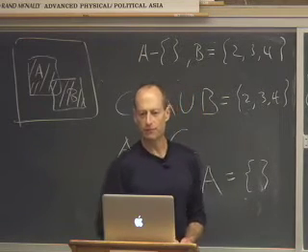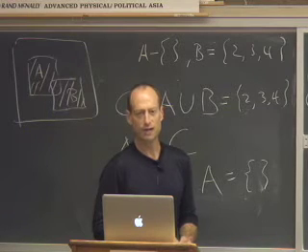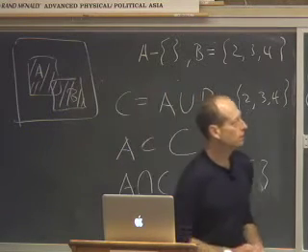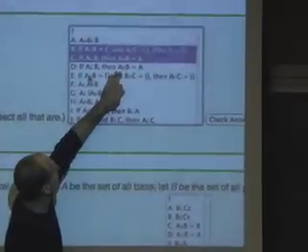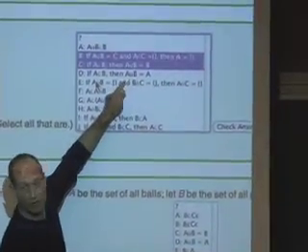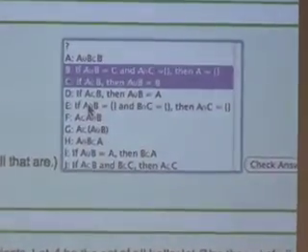If A is a subset of B, then A union B equals A. Is that true? No. Okay. If A is a subset of B, then everything that's in A is already included in here, but there could be stuff that's in B but not in A. So that's not true.